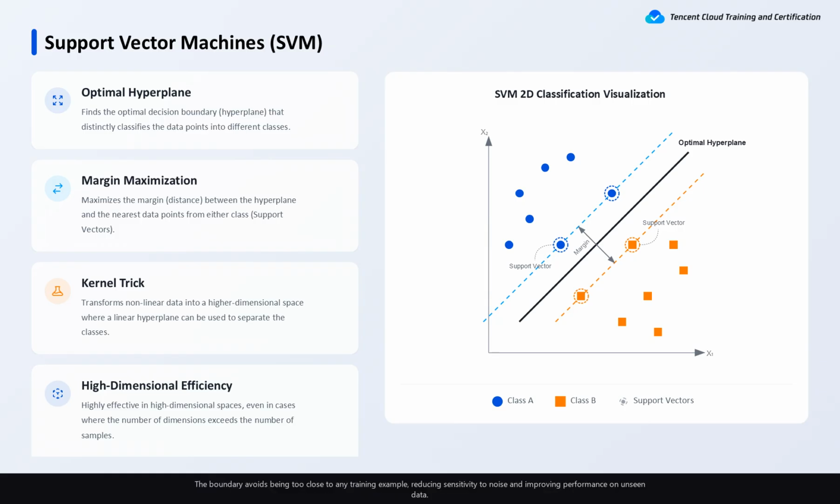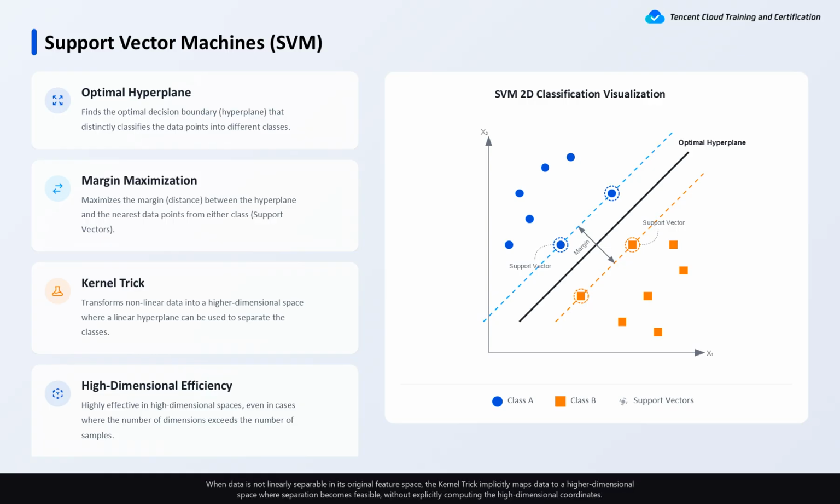The boundary avoids being too close to any training example, reducing sensitivity to noise and improving performance on unseen data. The data points closest to the decision boundary are called support vectors, and they're the only samples that determine where the boundary is placed. The rest of the training data has no influence.